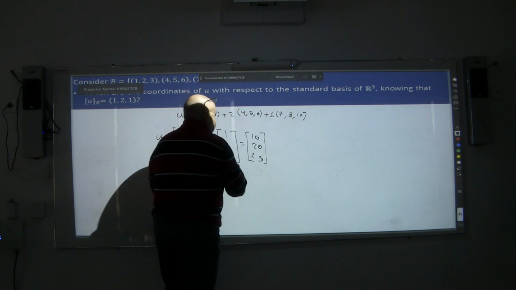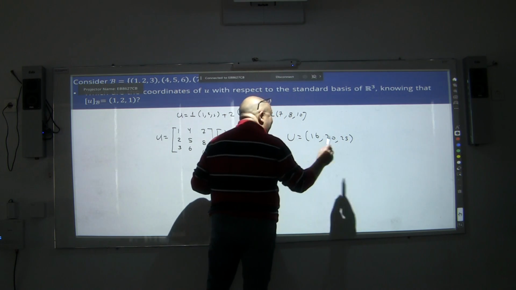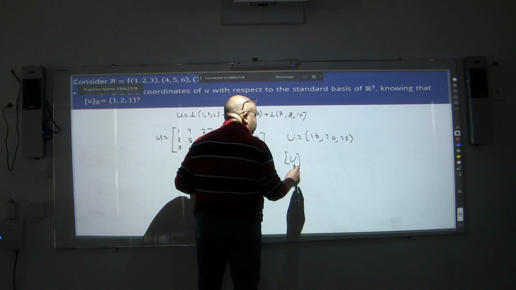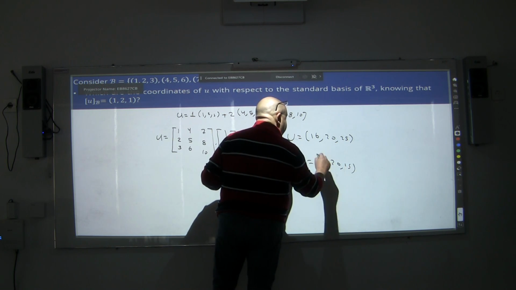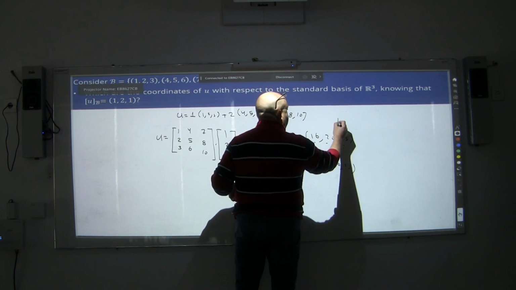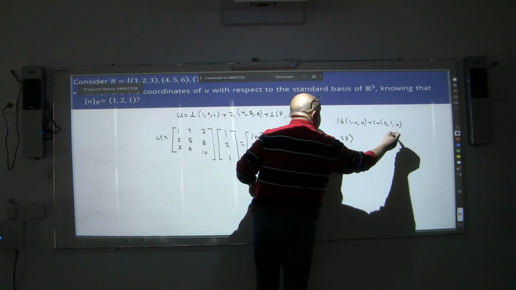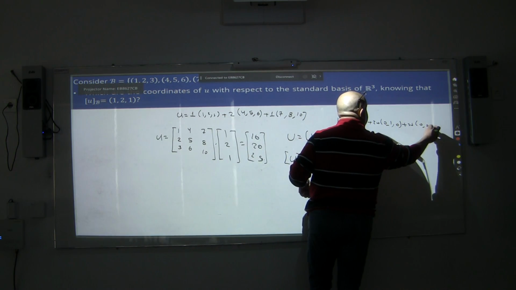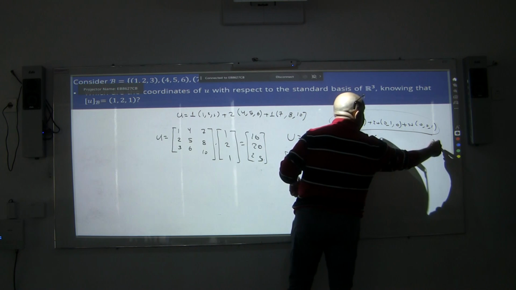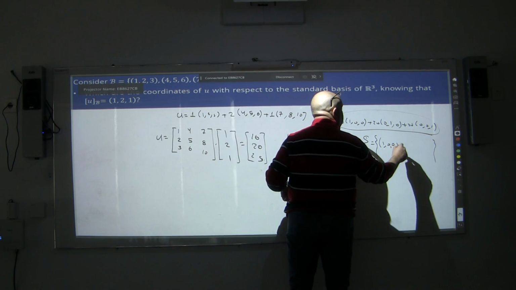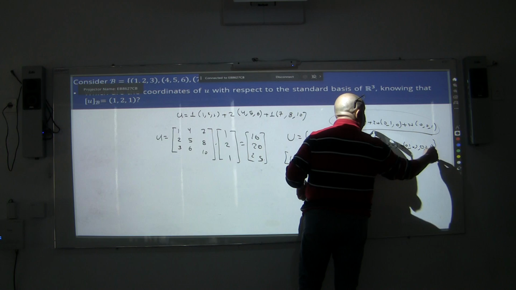Once I have U vector, so now U as a vector, which is 16, 20, and 25, I can write U with respect to the standard basis, which is going to be 16, 20, 25, because simply those numbers are 16 times (1, 0, 0), plus 20 times (0, 1, 0), plus 25 times (0, 0, 1), which are the coordinates with respect to the standard basis, as you can see.